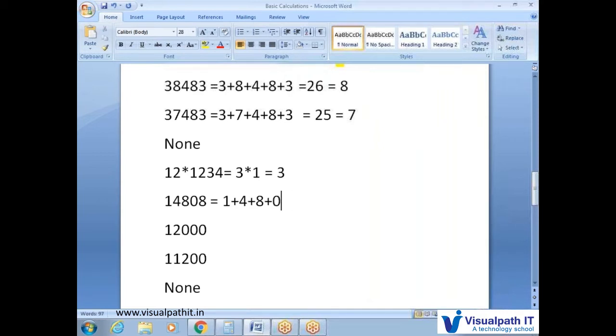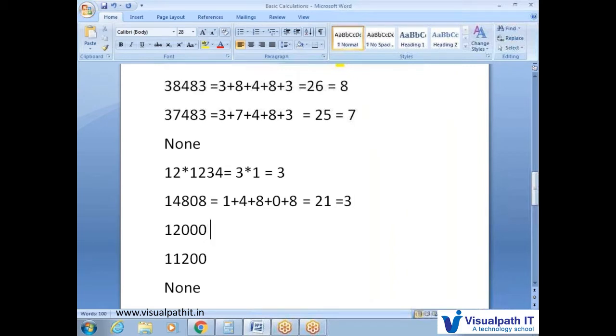8 plus 0 plus 8, that is equals to, what is the answer? 8 plus 8, 16. 16 plus 4, 20. 20 plus 1, 21. 21 means again a double digit number, so again converting into single digit. That is equals 2 plus 1, so 3. So is option A satisfied or not satisfied? Option A is satisfied.